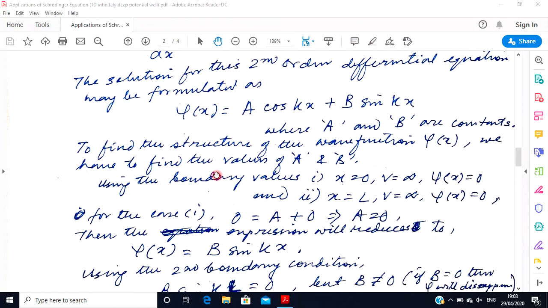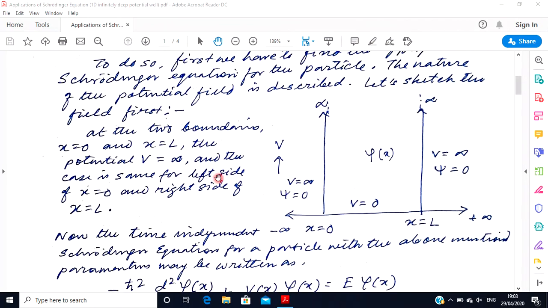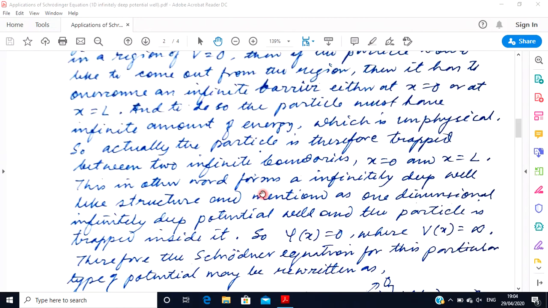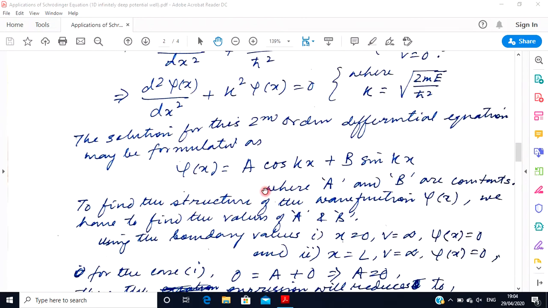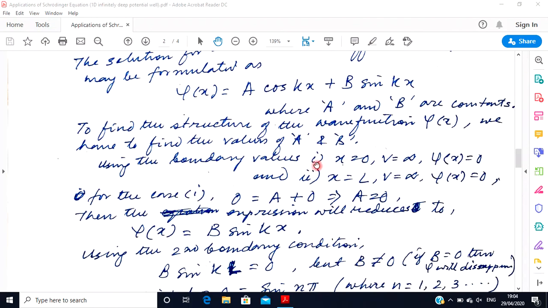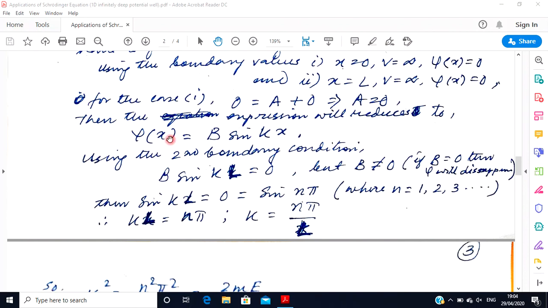What are boundary values? Boundary values means we have already seen that when x equals 0, V equals infinity, and when x equals L, V equals infinity again. In these two regions and beyond this, V equals infinity, and in these regions psi equals 0. So we are using these two conditions as the boundary conditions. Let us consider the first boundary condition: when x equals 0, V equals infinity, and psi(x) equals 0.